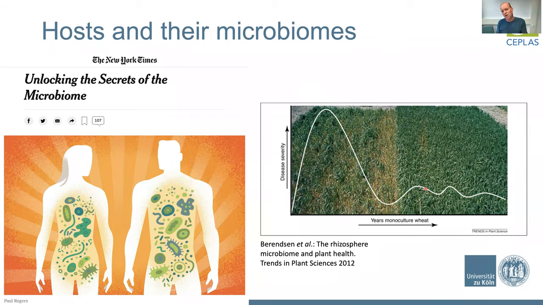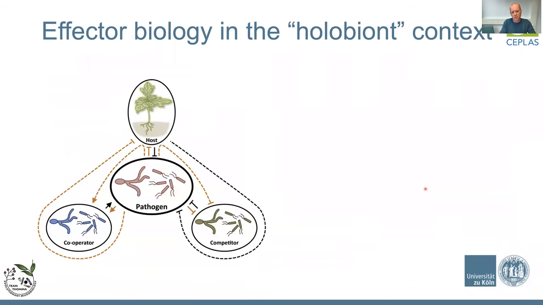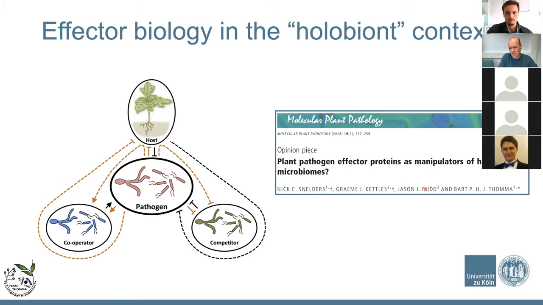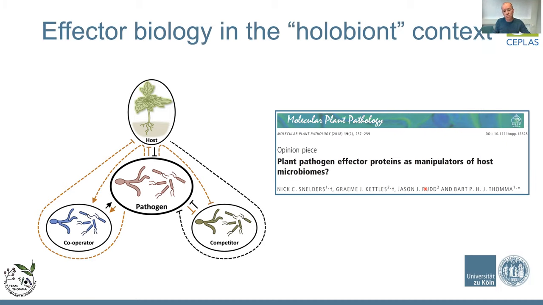So wouldn't it be likely that pathogens try to disturb this beneficial microbiome of the host in order to promote disease development? This is sort of what triggered our thinking. At the time, we wrote an opinion paper proposing that if pathogens do such things, then it would not be so unlikely that they would use their effector catalog to do this. And so we proposed that pathogen effector catalogs may actually contain molecules that are there to manipulate the microbiome of the host to the advantage of the pathogen.